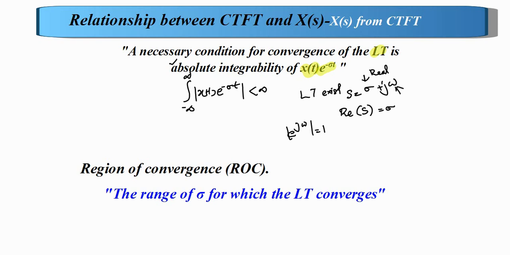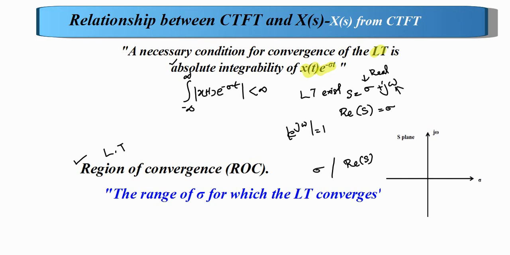So there is another very important term in the bilateral Laplace transform, the region of convergence. It is the range of sigma for which the Laplace transform converges. The Laplace transform exists only for some values of sigma, or we can say only some values of the real part of S. That is known as ROC. And if you take the S plane, it depends only on sigma.